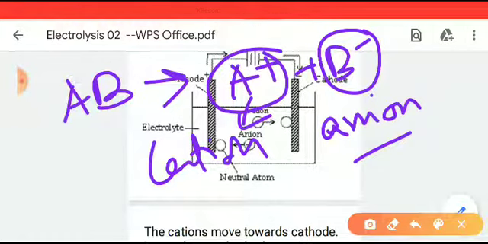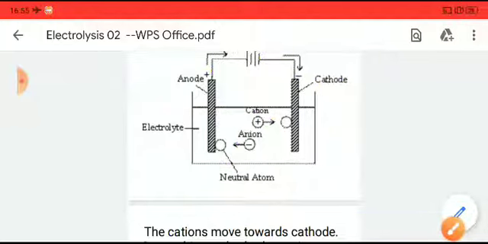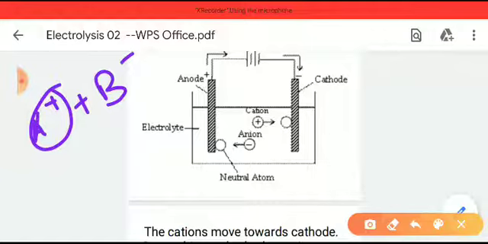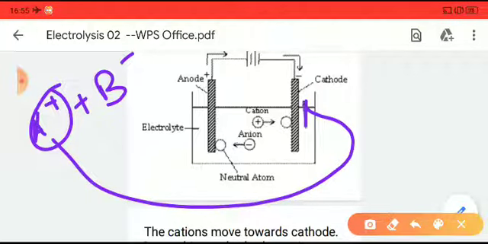So what happens in the cation? This cation A is positively charged, so it will go towards the negative charge, because we know opposite charges attract. From AB we get A plus and B minus, that is the cation and the anion. This cation A plus will try to be neutral, so to become neutral, it will move to the cathode.